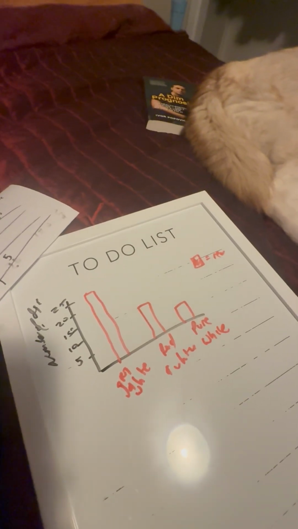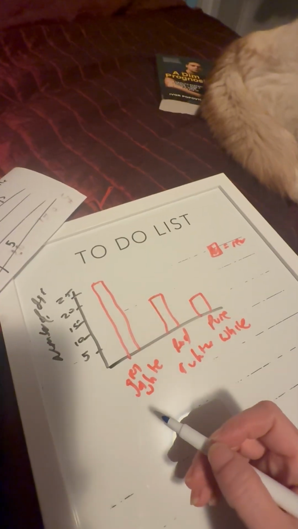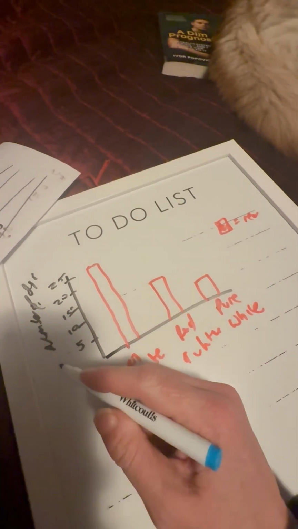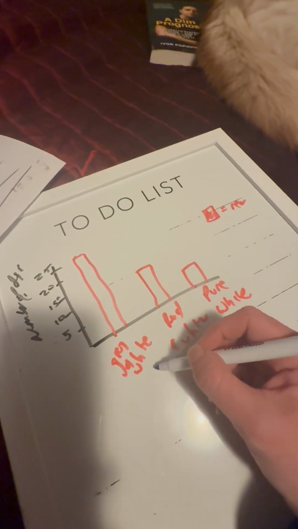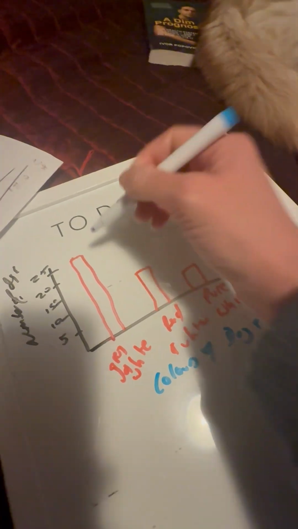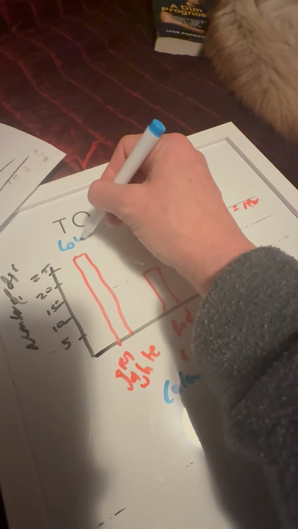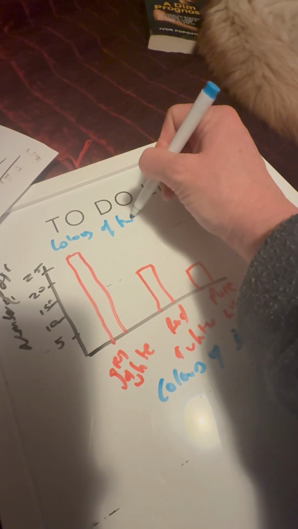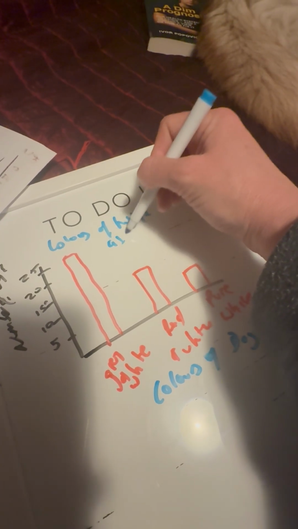And then, of course, because you're going to get full marks, to make sure that your graph is correct, you label both your axes. So number of dogs and colors of dogs. And you give it a title. So colors of huskies at Jenny's farm.